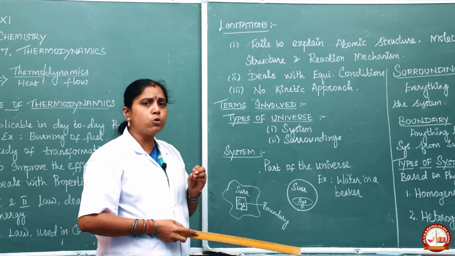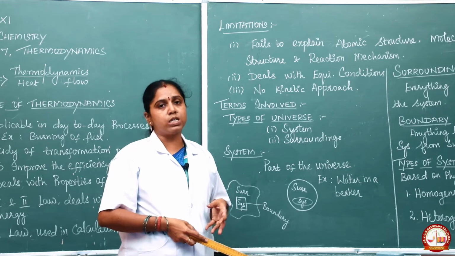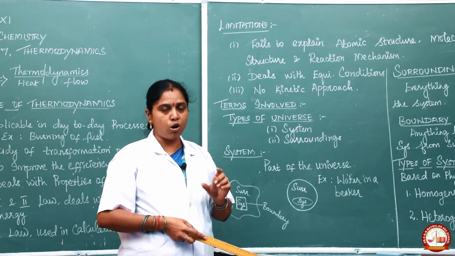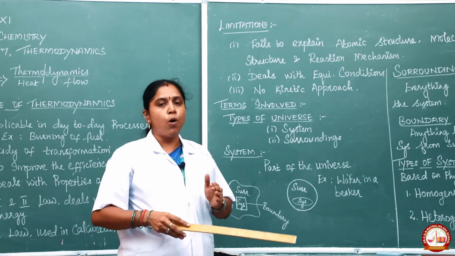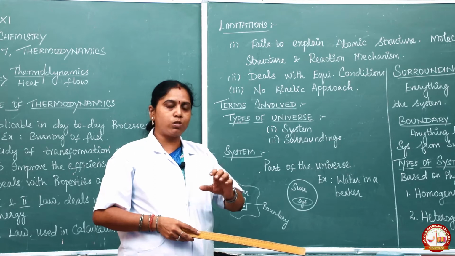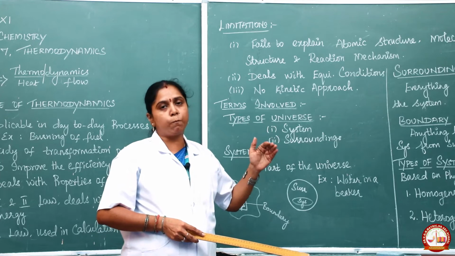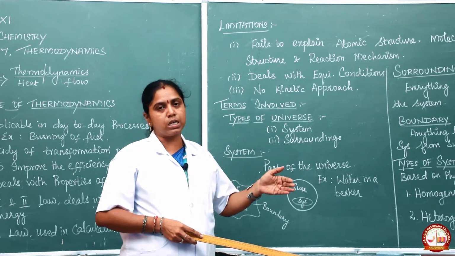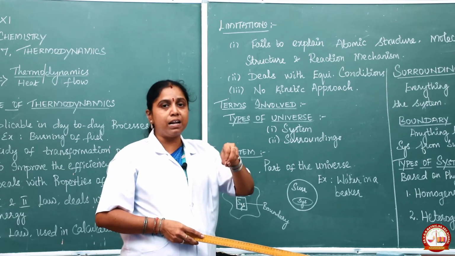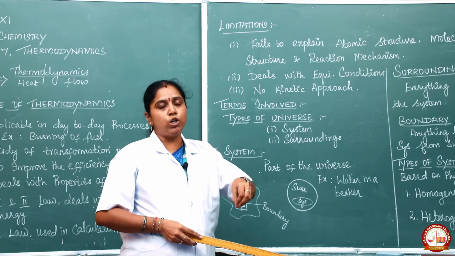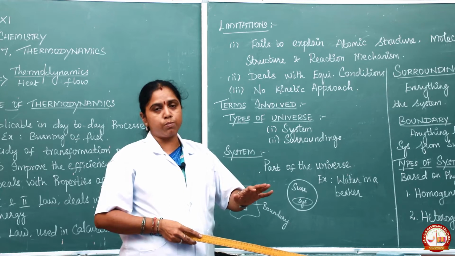Secondly, it is used to predict whether a reaction or a process is feasible. In thermodynamics we always use the word feasible, not possible. Actually it is equivalent to possible, but we don't directly use the word possible. Thermodynamics is mainly used to predict whether a process is feasible or not under given conditions, that is, under given temperature, pressure, volume, etc. So we are able to find out whether that process is possible or not.